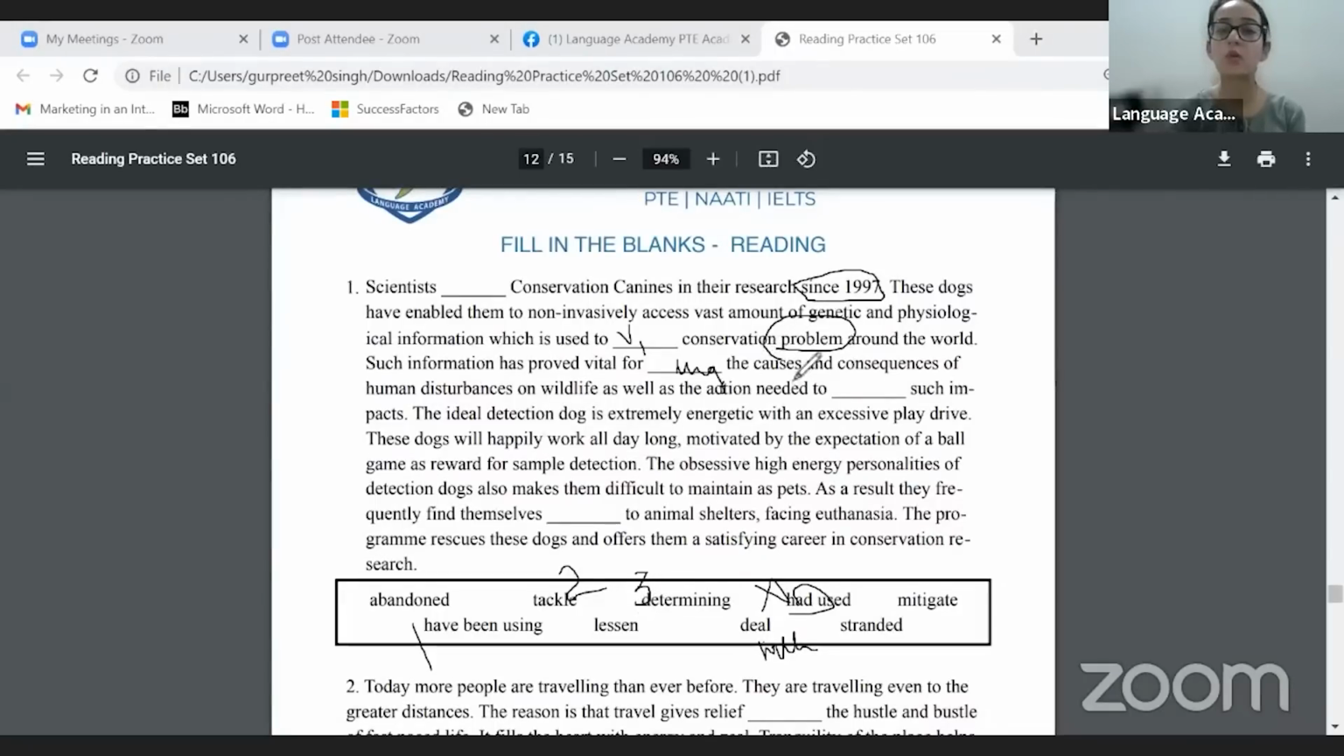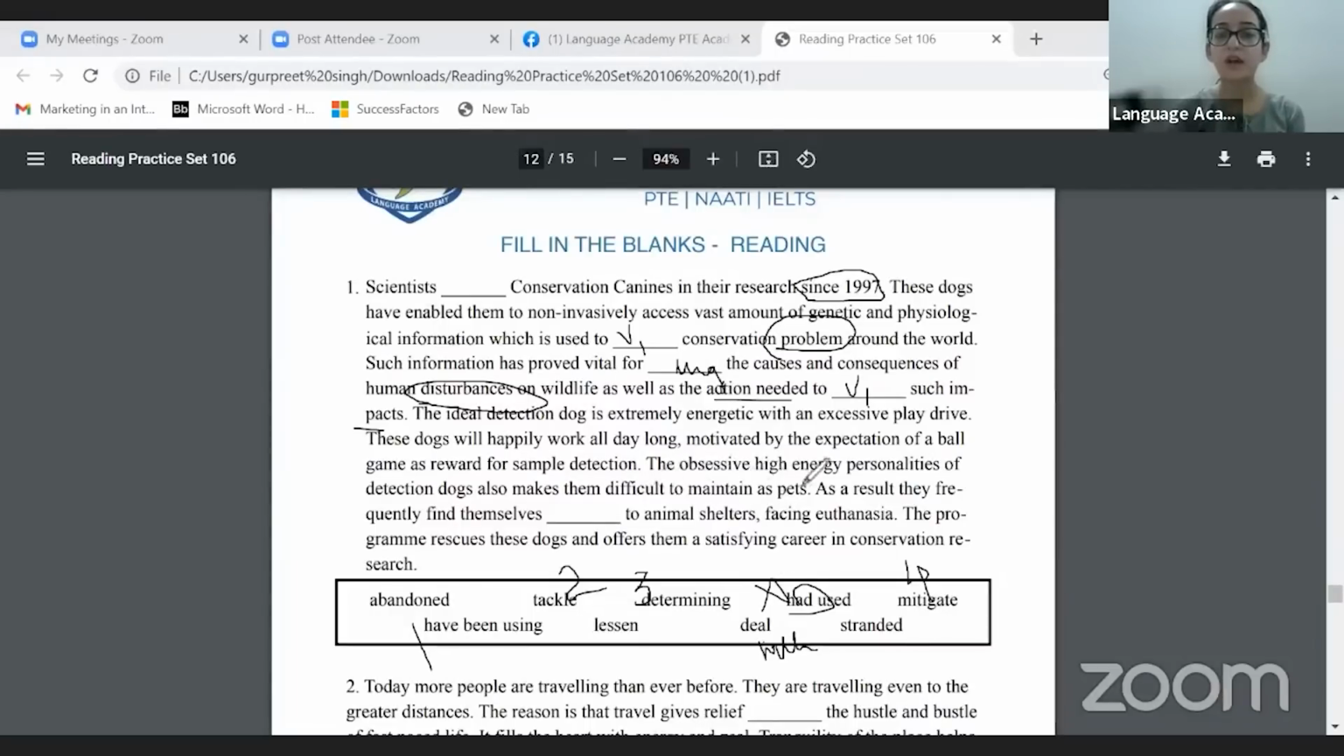Finding means determining the causes and consequences of human disturbances on wildlife, as well as the action needed to mitigate such impacts. So again, with to comes the first form of verb. The action needed to reduce the impacts, and the impacts are negative human disturbances. So we need some actions to stop those impacts. We are left with only two: lessen the impacts or mitigate. Mitigate means reduce, mostly the same as lessen, but it is more academic. So you should go with mitigate over lessen.